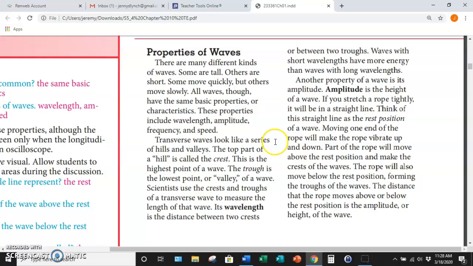Transverse waves look like a series of hills and valleys. The top part of the hill is called the crest and is the highest point of a wave. The trough is the lowest point or valley of a wave. Scientists use crests and troughs of a transverse wave to measure the length of that wave. Its wavelength is the distance between two crests or between two troughs. Waves with short wavelengths have more energy than waves with long wavelengths.